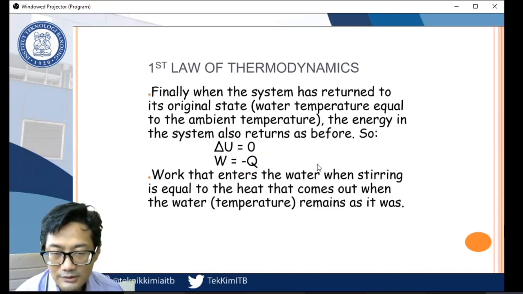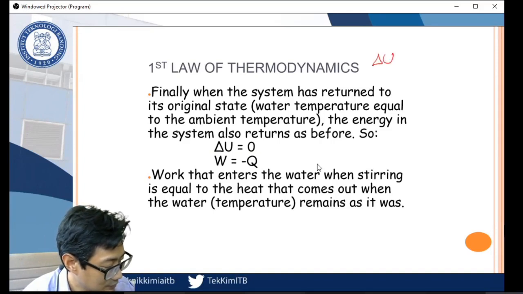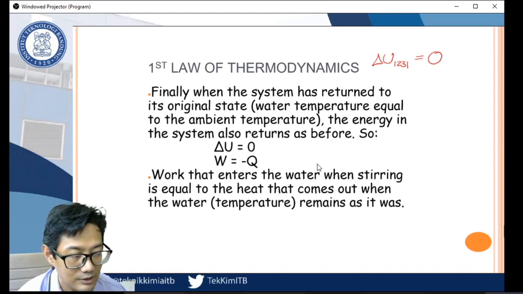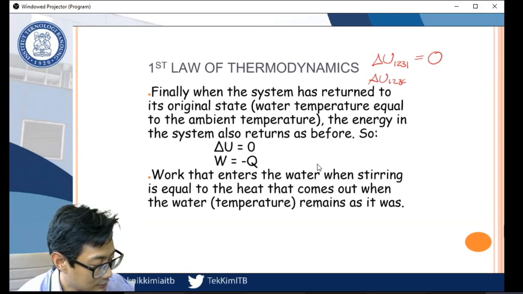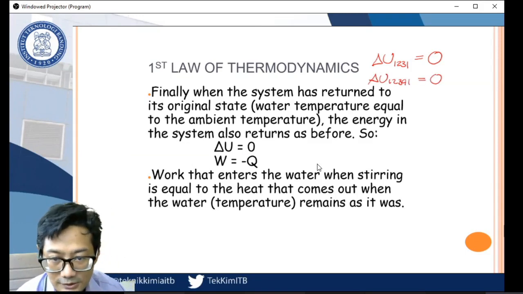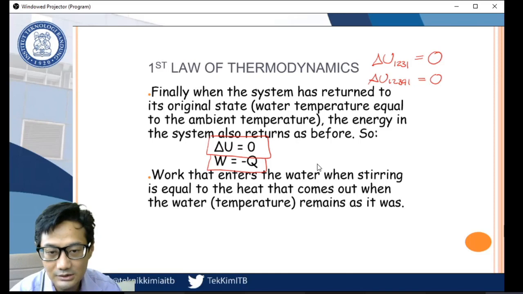Now, because the system reached the original state, remember the cycle concept. Let's say delta U is 1, 2, 3, and return to 1. This one is absolutely 0. We can make sure that the value would be 0 because it is a cycle. Remember our last quiz? You had 4 at that time: 1, 2, 3, 4, and then return to 1. This value should be equal to 0. So, when the temperature returns to the original temperature, that is ambient temperature, delta U would be equal to 0. If this is the case, it means that the work given to the system using the impeller will be equal to the heat released to the environment. This is the concept of the first law of thermodynamics.